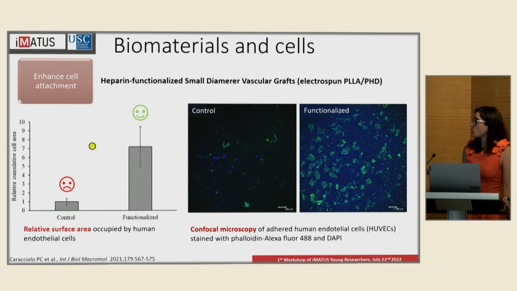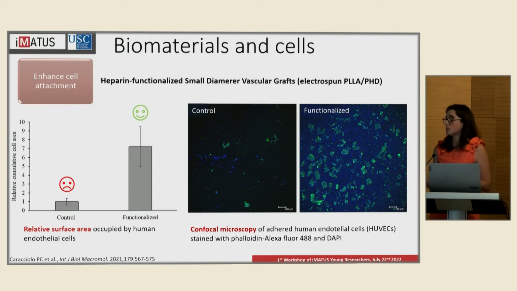And here in the confocal microscopy, you can see the clear difference between the control and the functionalized scaffolds. The green dots that you see here are the cells, and the blue ones are just autoreflections from the biomaterial.